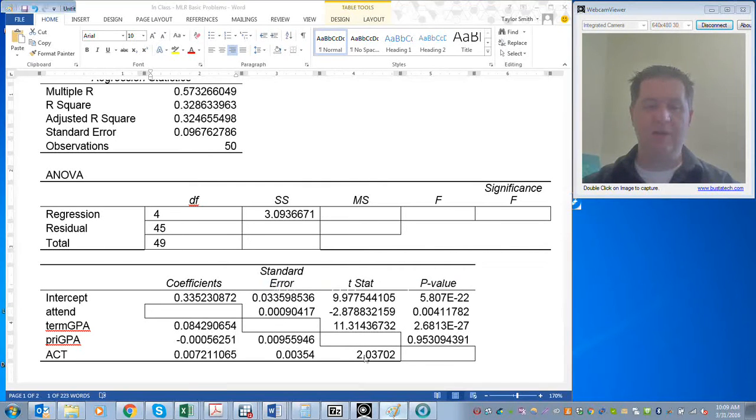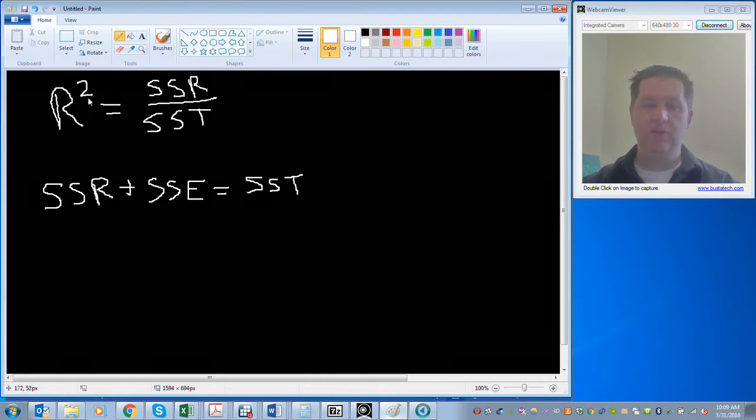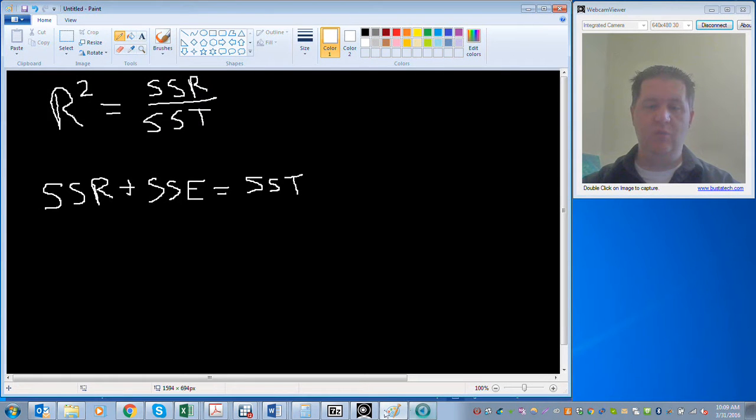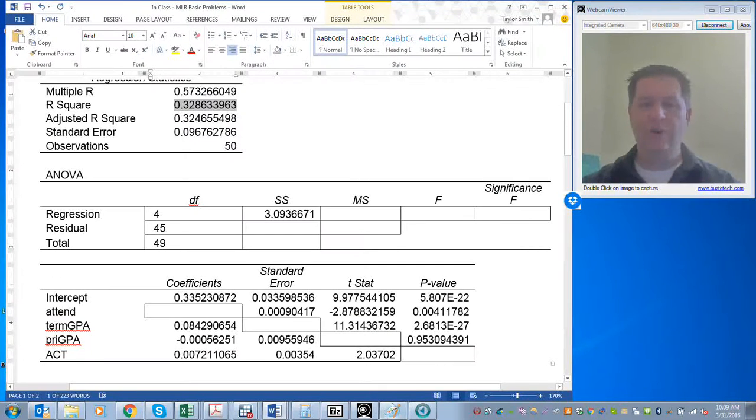So let me come back to Paint. We're going to plug into this equation. Now I've forgotten what our numbers are, so I'm going to round to 4 decimal places. A lot of people in class were asking me yesterday, how many decimal places do I need to round to? The more the better. But 4 in this case is probably pretty good, so we'll go with that. So our R squared is 0.3286.